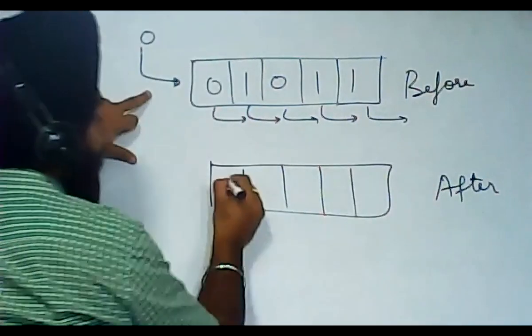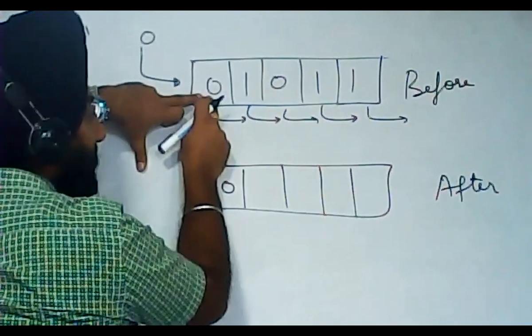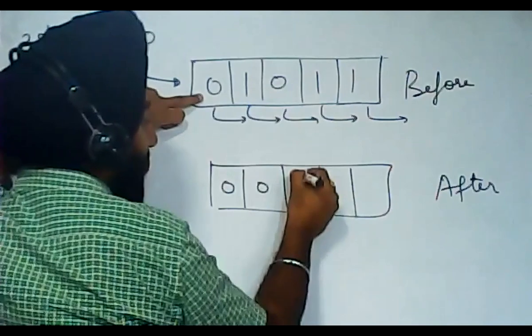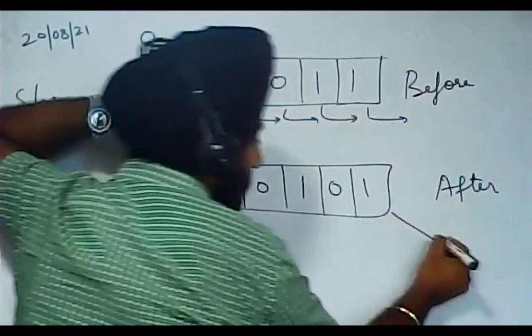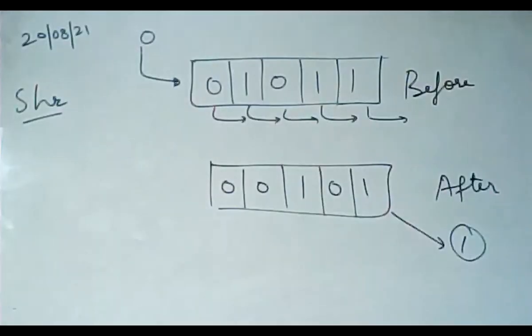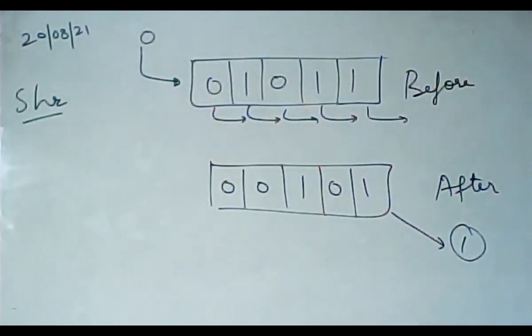So you will get 0. This 0 will be taken into this place, that is your first place, and this 0 will be taken to the next position. Then you have 0 1 0 1 and this 1 will be closed. So this is your right logical shift, right logical shift, right?